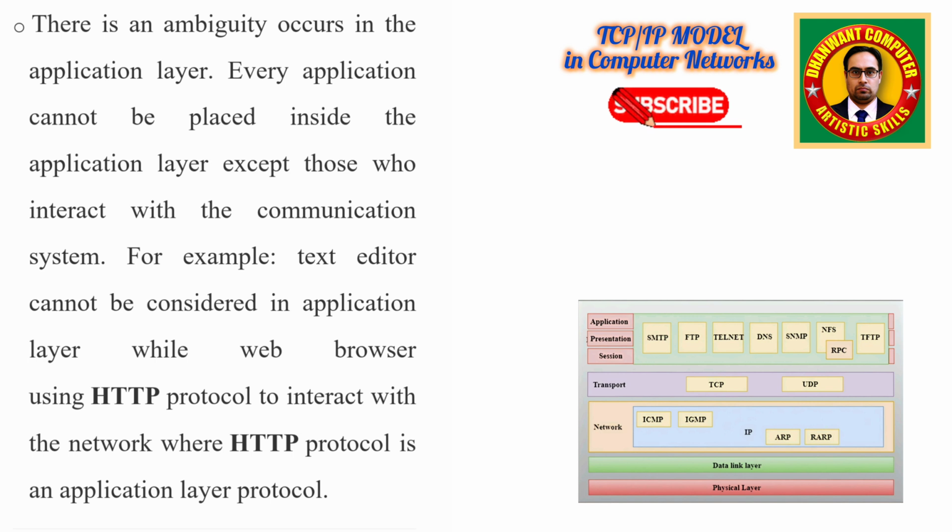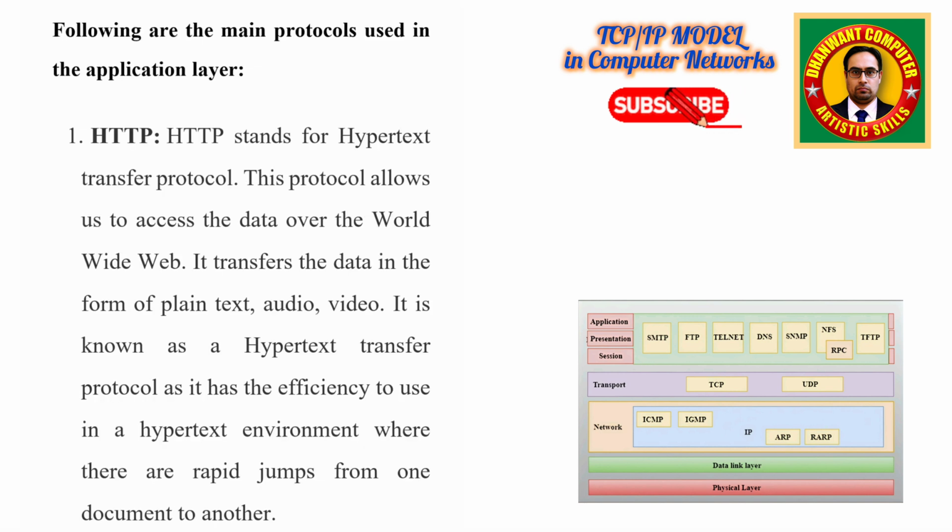5. An ambiguity occurs in the application layer. Every application cannot be placed inside the application layer except those which interact with the communication system. For example, a text editor cannot be considered in the application layer while a web browser using HTTP protocol to interact with the network, where HTTP protocol is an application layer protocol.